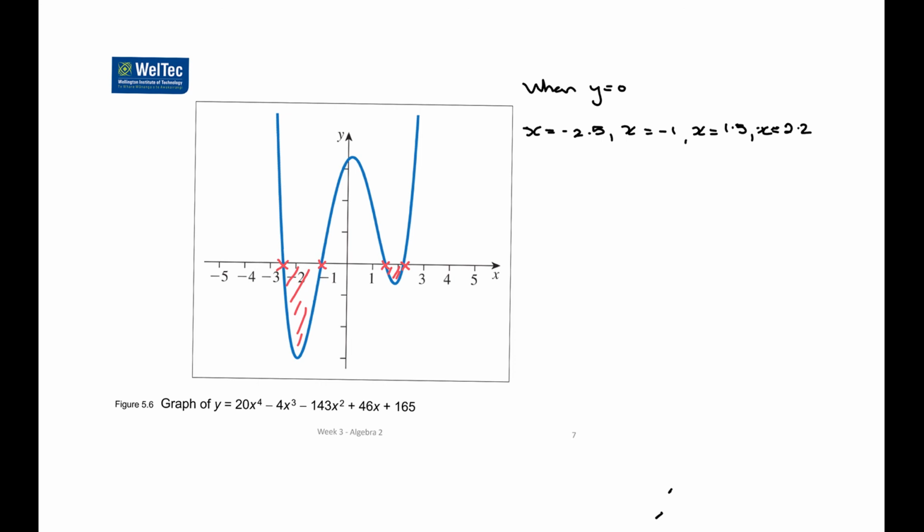Now we can tell by looking at the graph that the negative bits are the bits below the x-axis. So what we need to be dealing with, this is later in the course, but for the moment, the part where y is negative, or maybe we'll just do less than, would be the bit between -2.5 and -1, which we would write as -2.5 is less than x, which is less than -1. And the right-hand side, which is where 1.5 is less than x, which is less than 2.2.